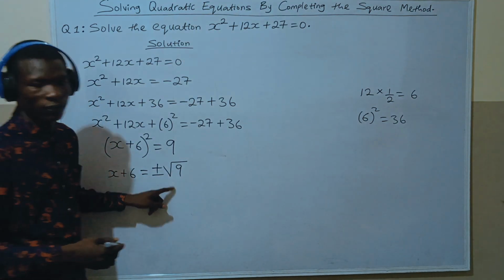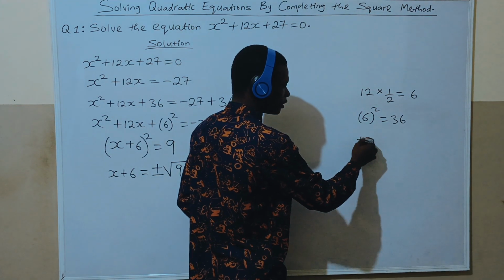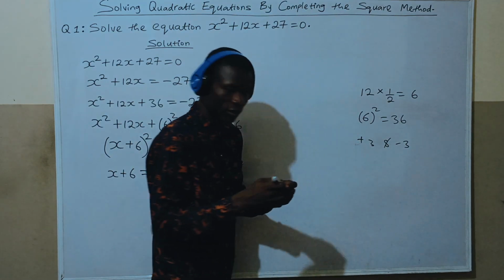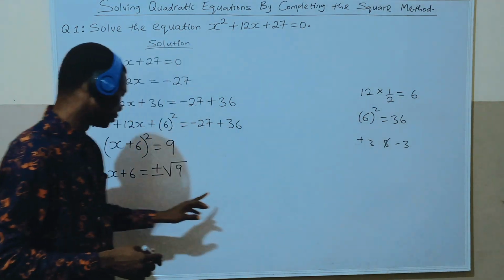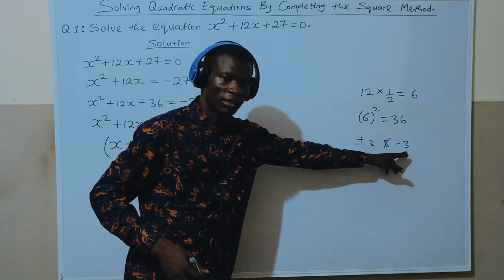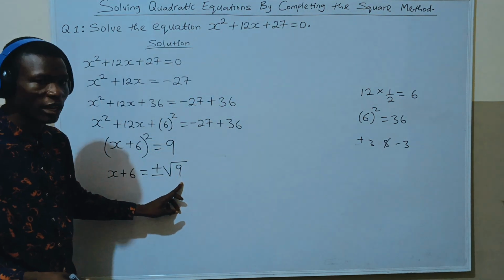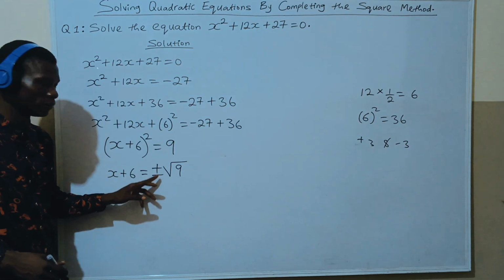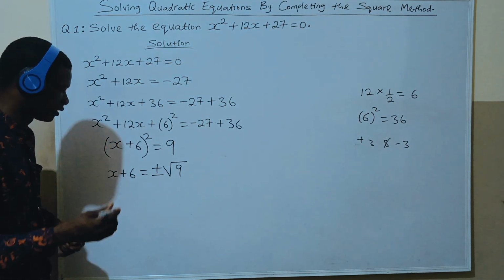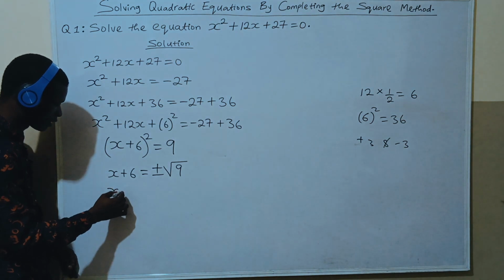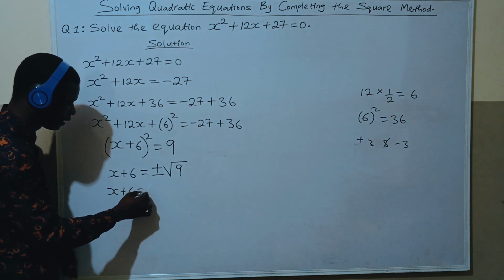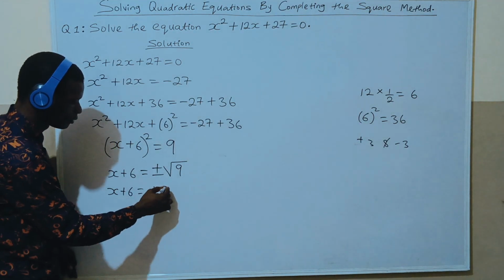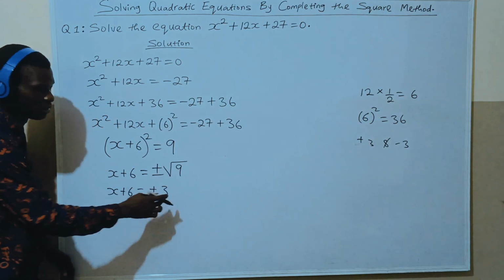Because if you take the square root of 9, it's going to give you both plus 3 and minus 3. Plus 3 times plus 3 is going to be 9. Minus 3 times minus 3 is also going to be what? 9. So that's why when you're taking the square root of any whole number, you're going to have to include what? The plus and minus sign. So we are having x plus 6 equal to plus and minus 3, because the square root of 9 is actually 3.